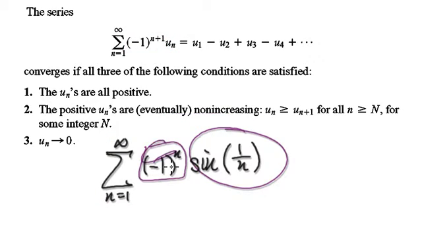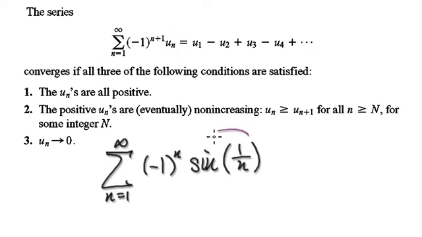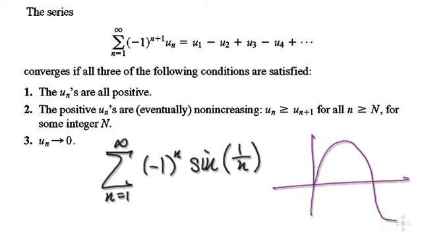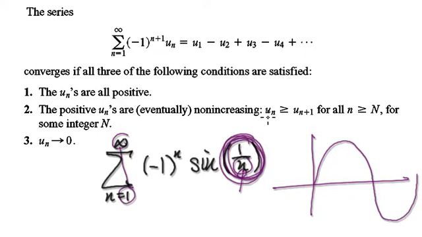So ignore this part, and just look at the u_n here. First make sure that u_n heads towards 0. So sine of 1 over n, does it head towards 0? Well, the sine graph looks like this. As n heads towards infinity, n gets bigger and bigger, meaning the bubble itself here, 1 over n, will head towards 0.